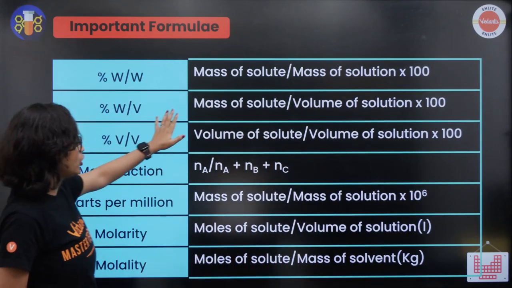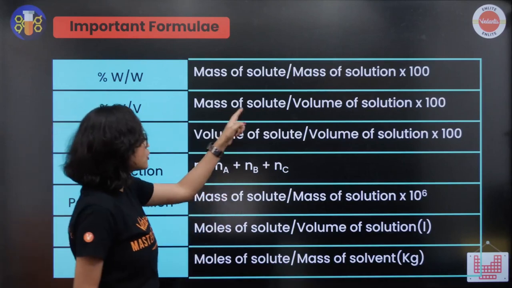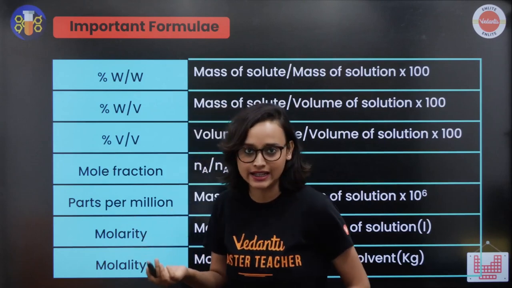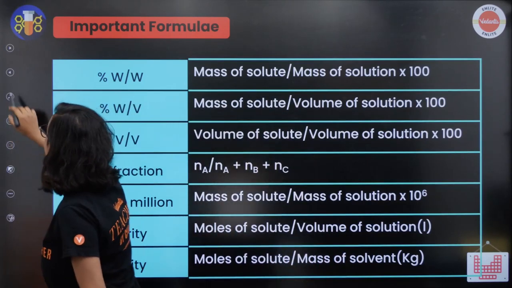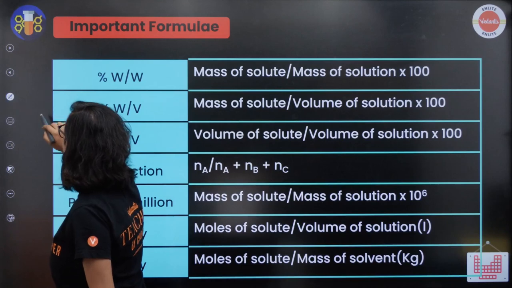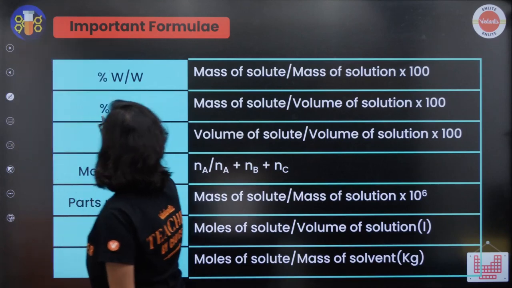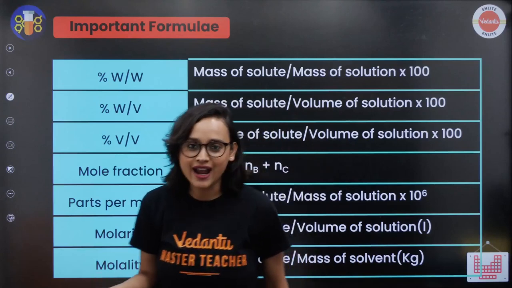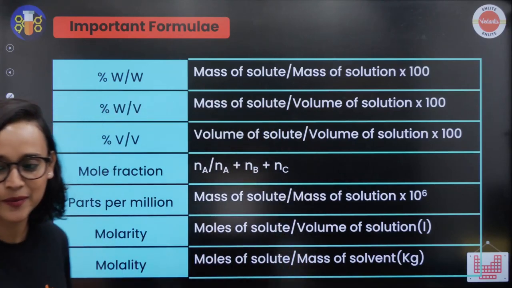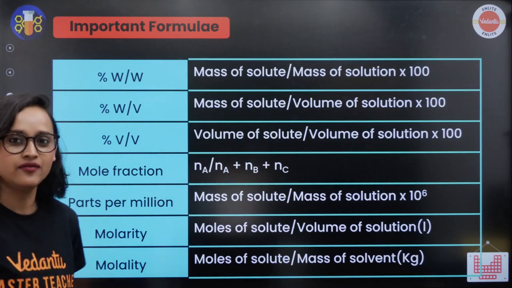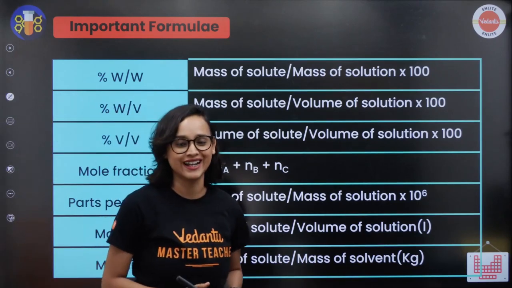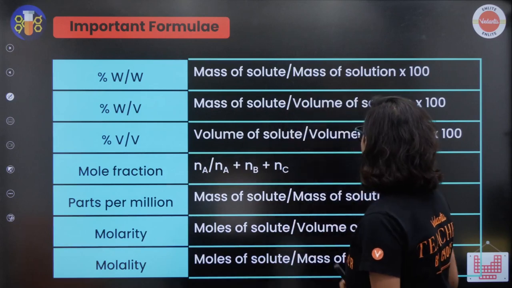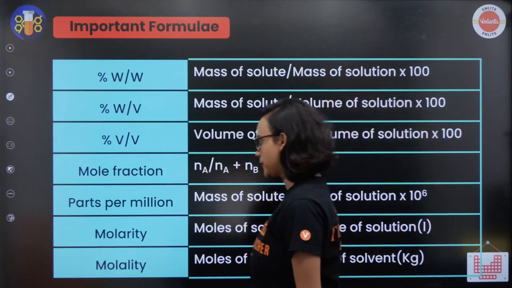Percentage weight by volume. How do you calculate that? Mass of solute divided by volume of solution into 100, because percentage is there. You can see here that percentage is right here. So that means multiply by 100. That does not take rocket science, it is very common sense. Now, next is percentage volume by volume. Volume of solute divided by volume of solution into 100.